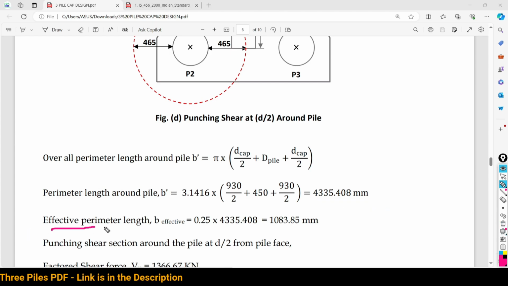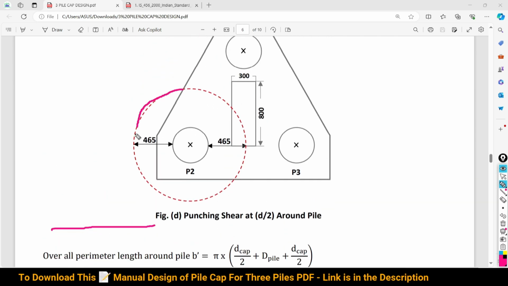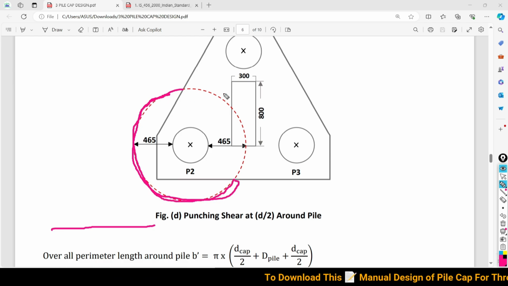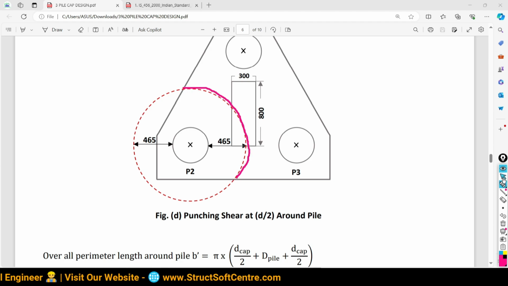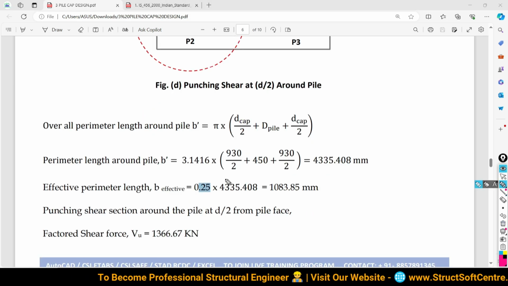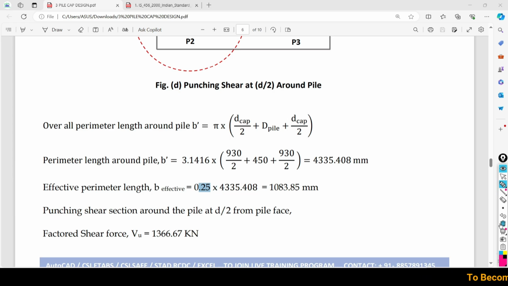Now next, effective perimeter length. Again the same thing. If you observe, this portion is outside of the cap, so it is not going to take part in resisting the shear reaction. Only the part which is coming inside of the cap takes part in resisting the shear. So we have to consider this length only. Then again we don't have any exact calculation for this, so we are going to assume it by a fraction. We are going to consider 25% only. That's why it is going to become 0.25 multiplied by total perimeter length. So we are getting resisting perimeter length as effective 1083.85. This is the effective perimeter length.